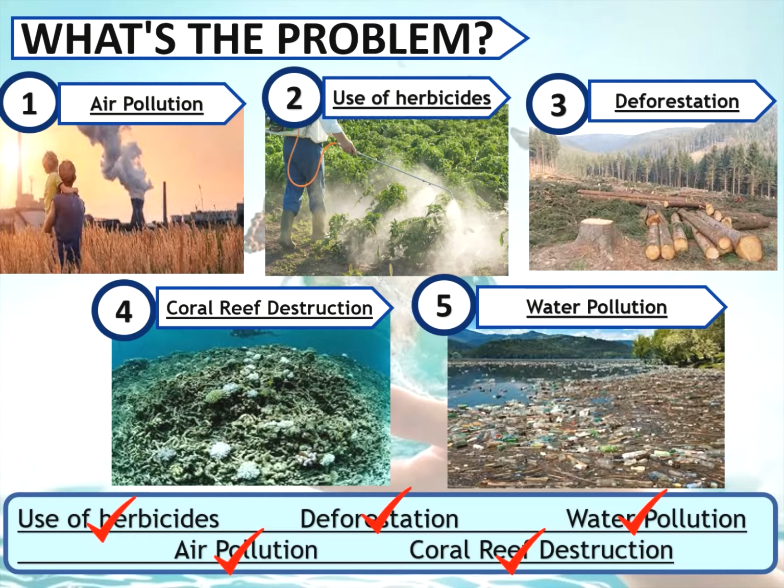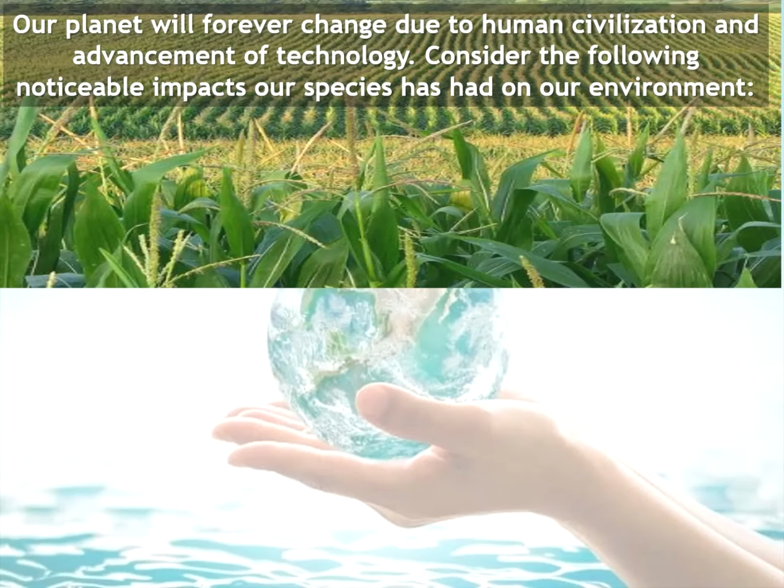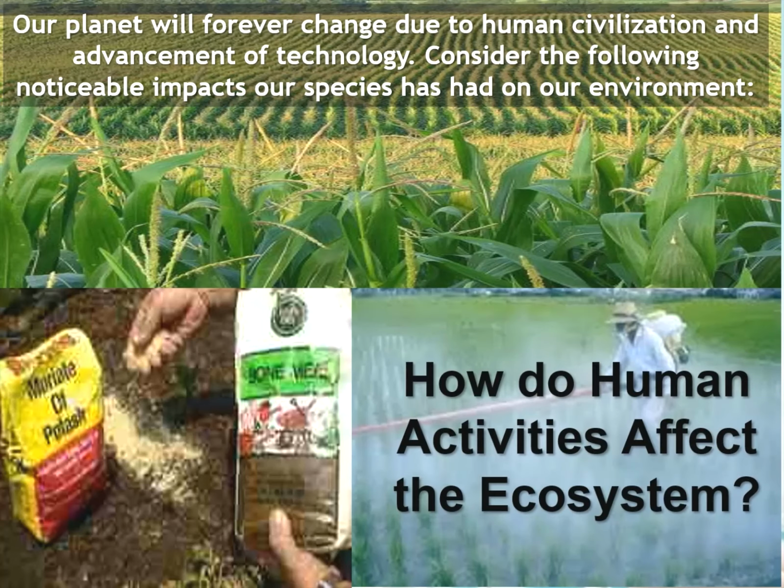Alright, if your answer is correct sa number 5, congratulations. Now let us analyze those other problems of the ecosystems. So always remember, class, that our planet will forever change due to human civilizations and advancement of technology. Consider the following noticeable impacts our species has had on our environment. So take a look at. The question is, how do human activities affect ecosystem? Ano pa bukod sa mga nabanggit natin kanina?